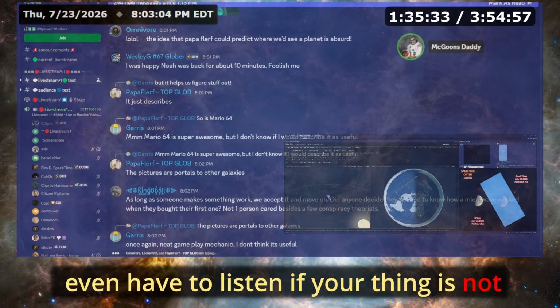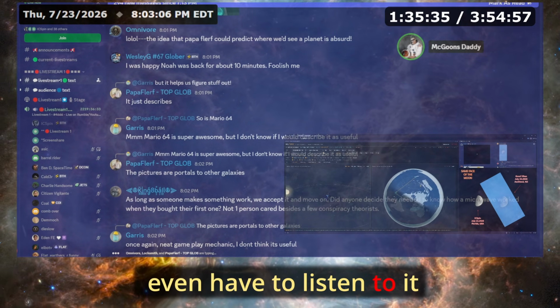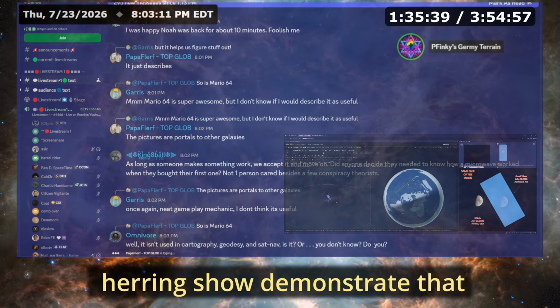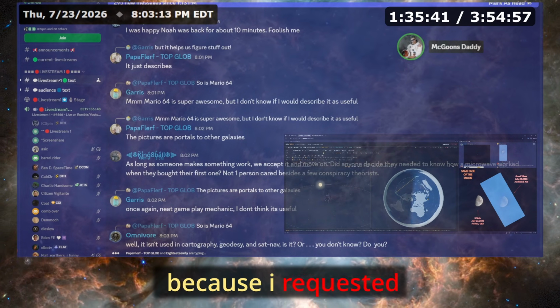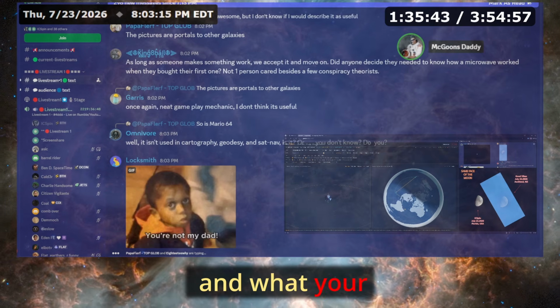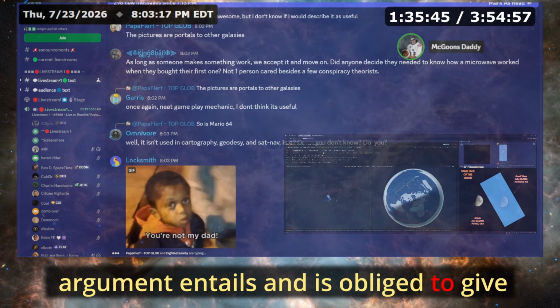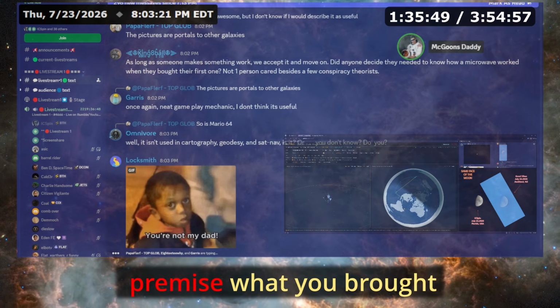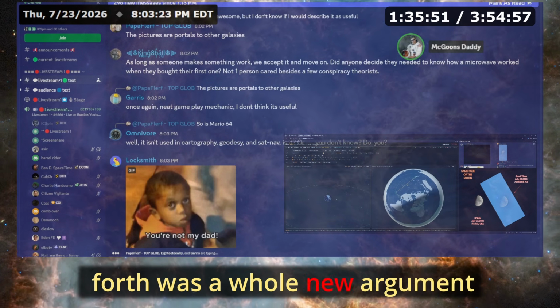If your thing is a red herring, I don't even have to listen to it. It's irrelevant to the subject. How is it a red herring? Demonstrate that. Because I requested, and what your argument entails and is obliged to give to have any reasoning power is a second premise. What you brought forth was a whole new argument.